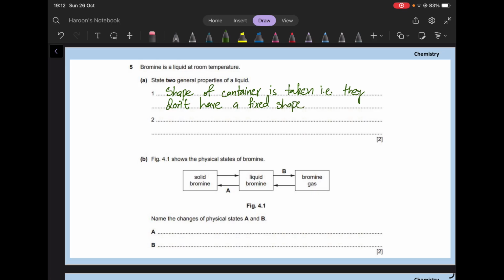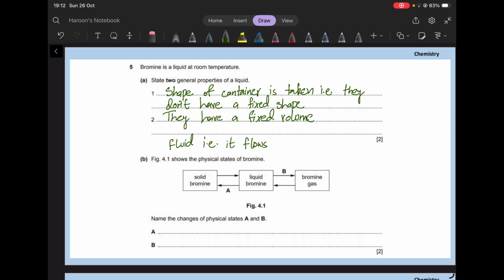Next, maybe we can say they have a fixed volume. Again, maybe you could have said it is a fluid. That could have been another valid point. That is, it flows over the surface or whatever. It's something on those lines.